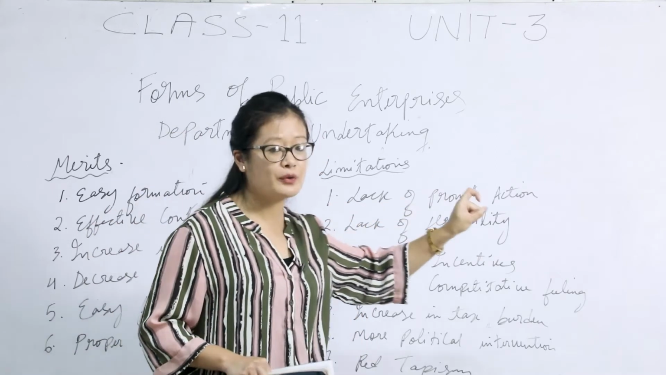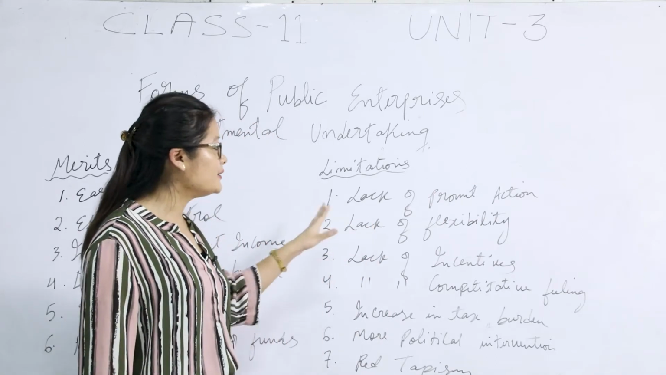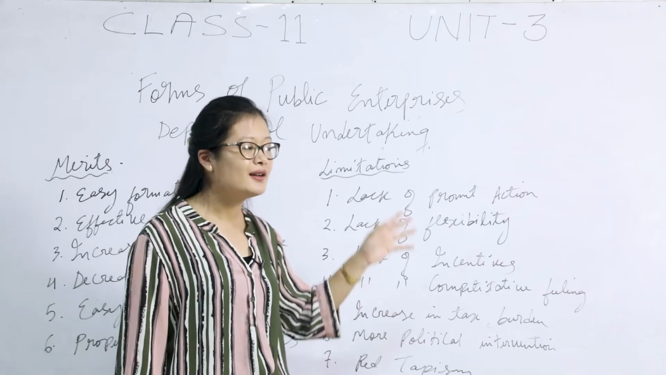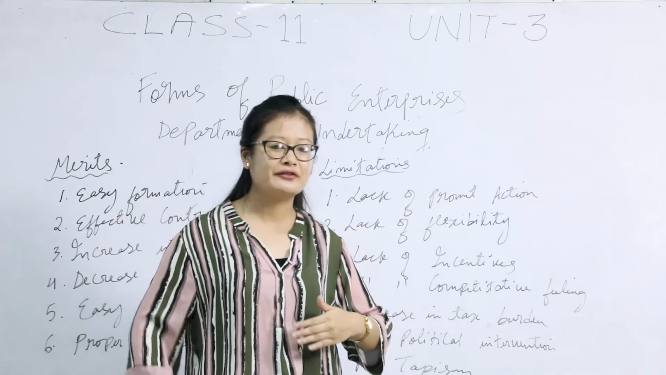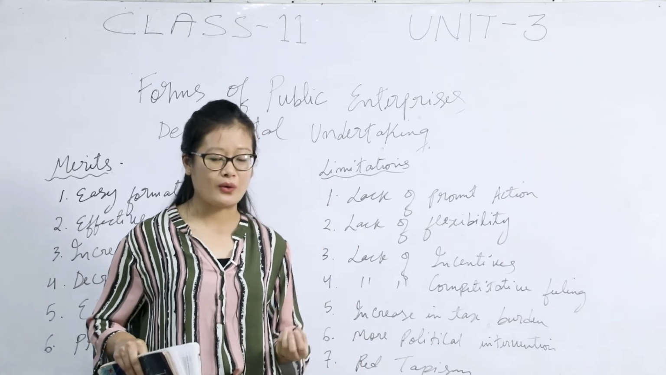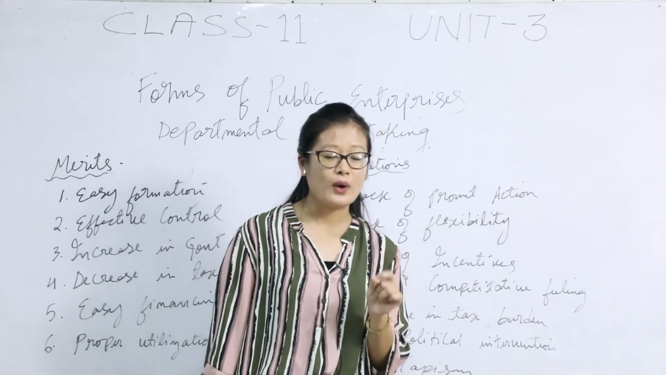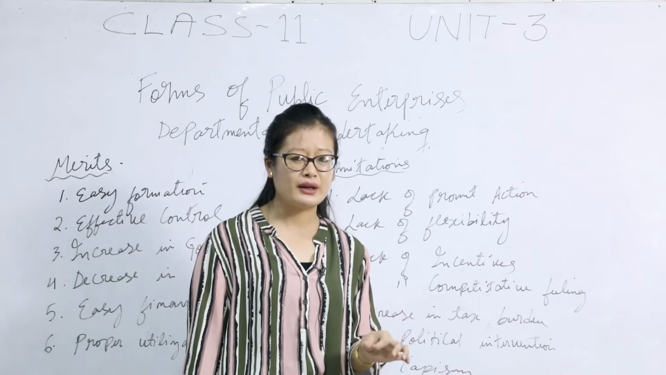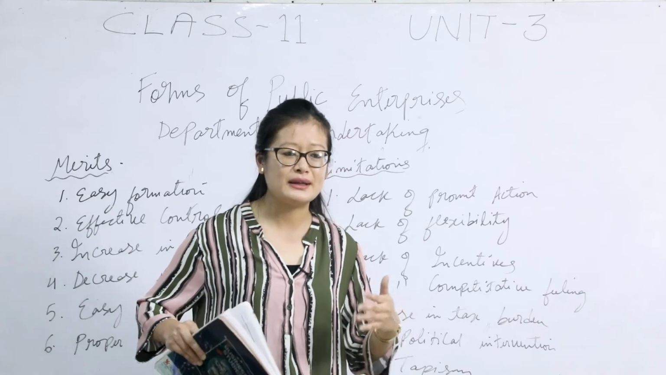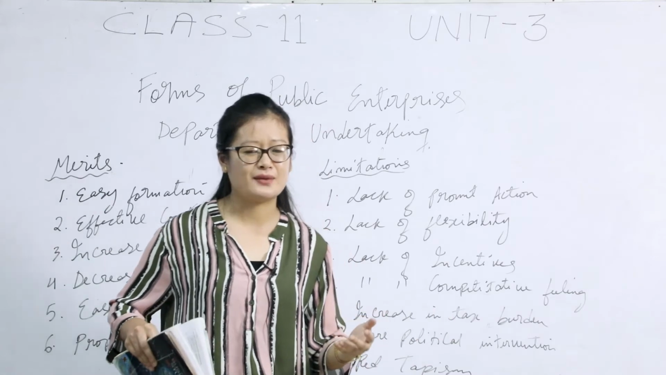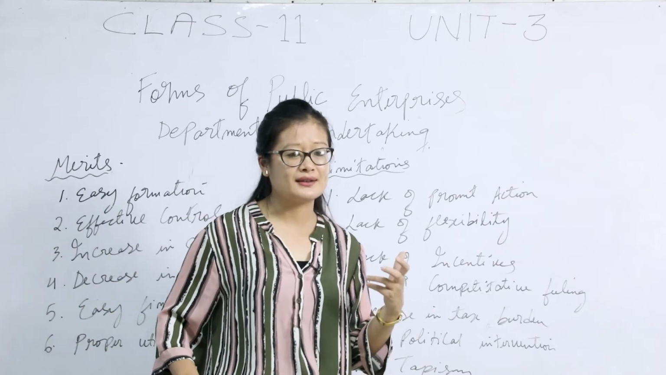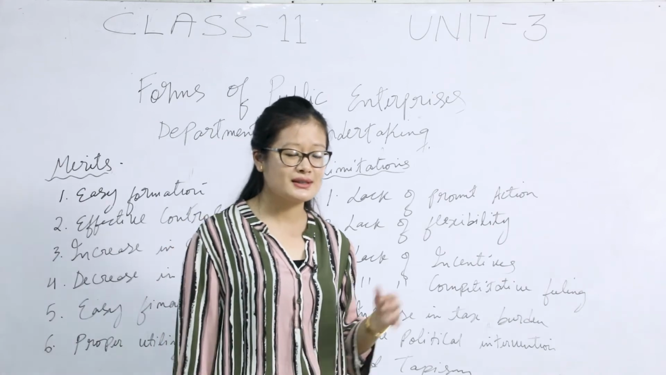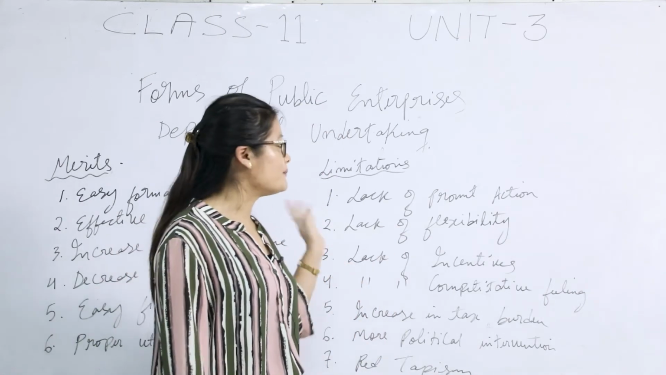It is lack of prompt action. Lack of prompt action here means that since the government is fully taking charge of the department, these enterprises cannot be fully independent on their own, especially while making decisions. They are not able to make quick decisions. Even if it is just a small decision, they have to go through certain procedures that have been laid by the government. So during an emergency, they are not able to make that decision quickly, and in that way they face a lot of losses in their enterprises. So this was the first limitation under the departmental undertaking.